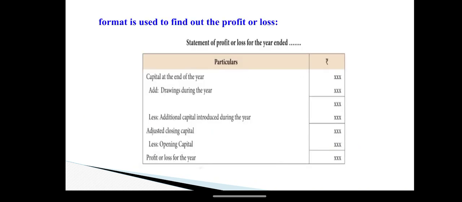Here is the format used to find out the profit or loss. Capital at the end of the year, add drawings during the year, less additional capital introduced during the year. The amount is the adjusted closing capital. Less opening capital, the balancing figure is considered profit or loss for the year.